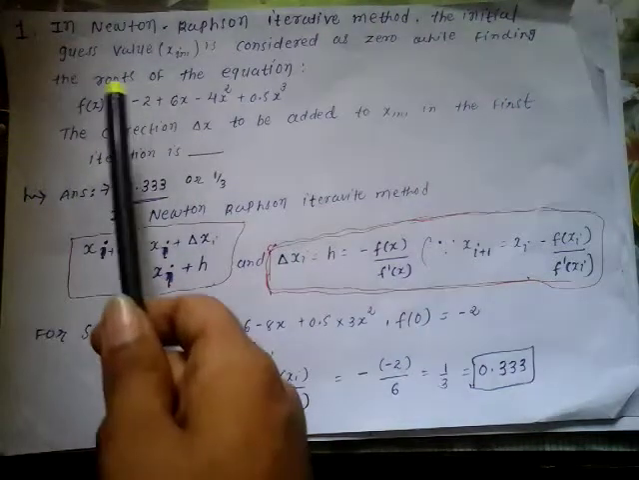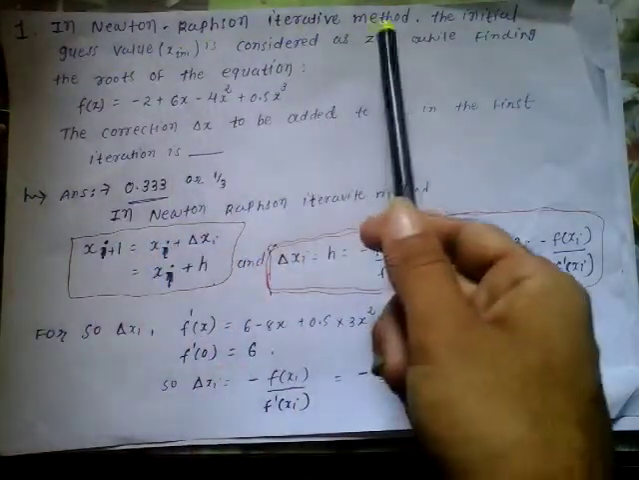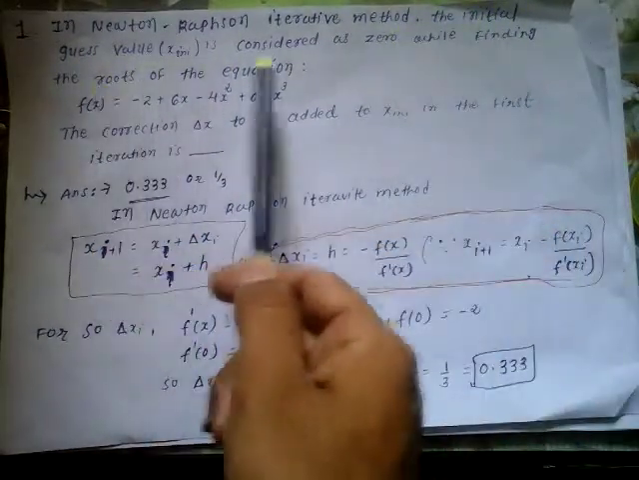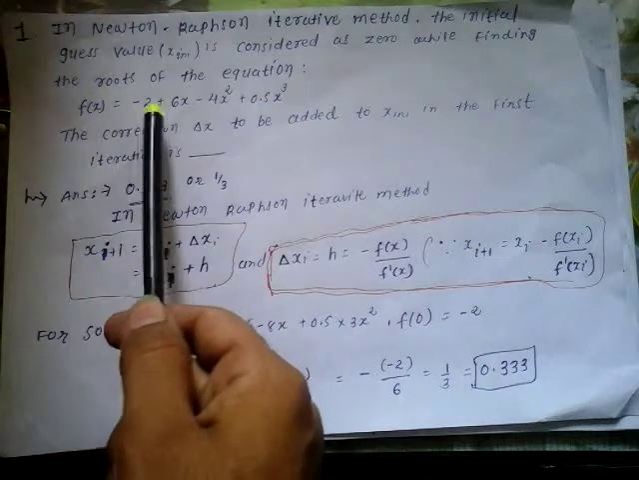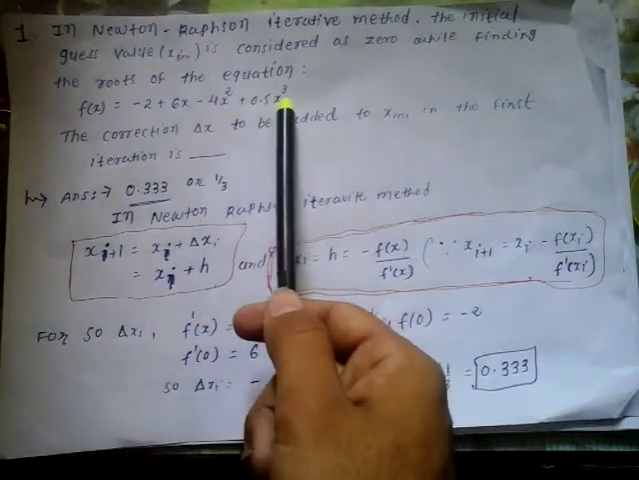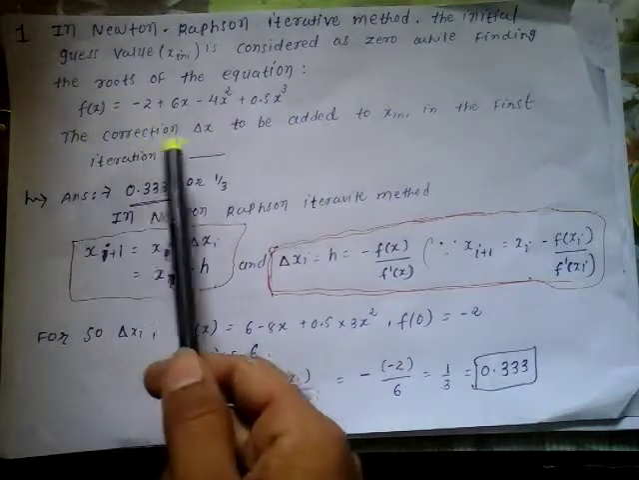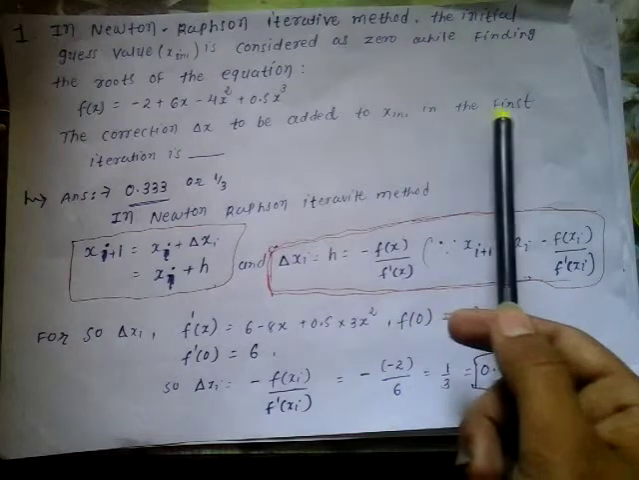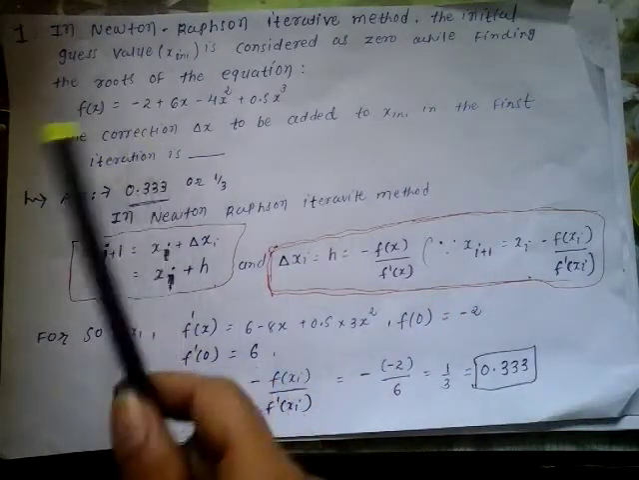Here it is said that in the Newton-Raphson iterative method, the initial guess value is 0 while finding a root of the equation, and the equation given is minus 2 plus 6x minus 4x square plus 0.5x cube. What we have to find is the correction delta x to be added to x initial in the first iteration.